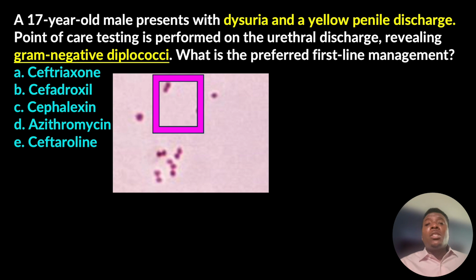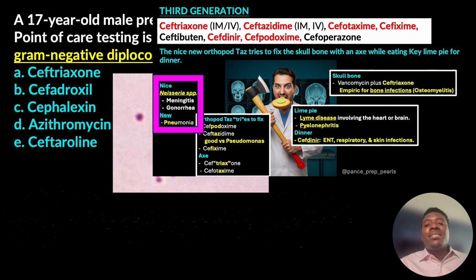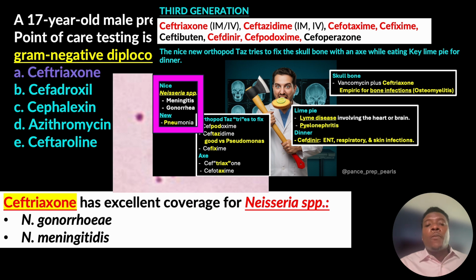Young male with a purulent discharge with gram-negative cocci in pairs is hallmark for Neisseria gonorrhea, and with that ceftriaxone is a preferred drug for gonorrhea. Remember, the NICE in the 3rd generation stands for Neisseria species, and therefore we would use ceftriaxone.